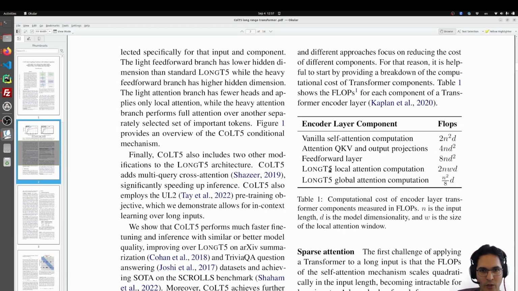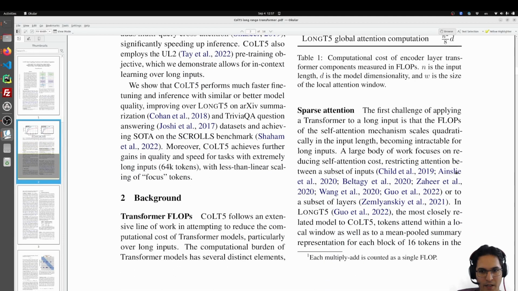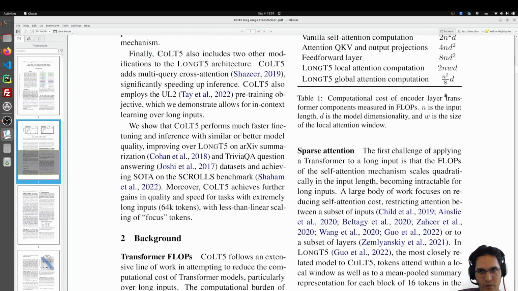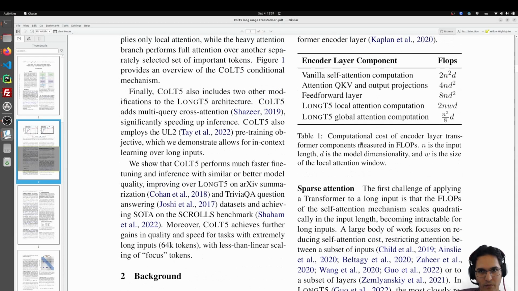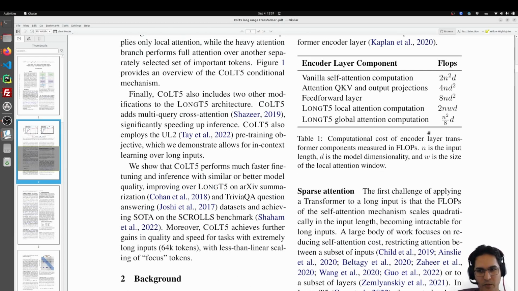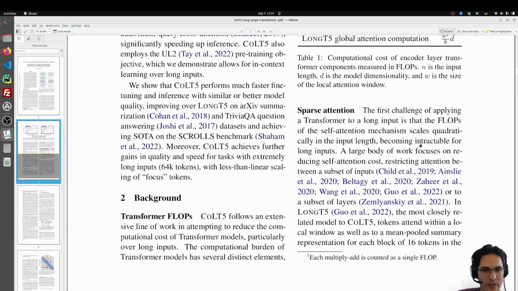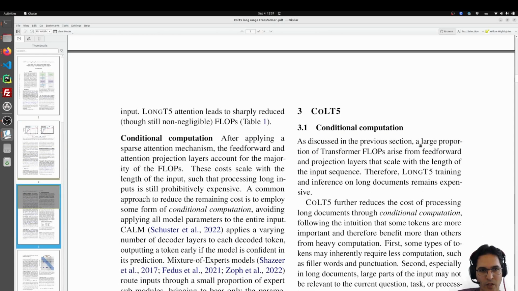So you see that for LongT5, because they have applied localization, and as I said, there is a mean pooled summary. So it's like we have a long text, you get a windowing. I haven't read LongT5, maybe there are some details I'm missing, but overall, it's localization over the long text and then applying the attention on top of that. So it's reducing the number of flops.